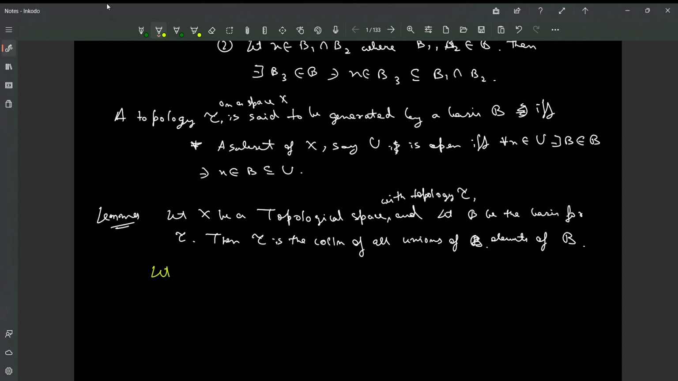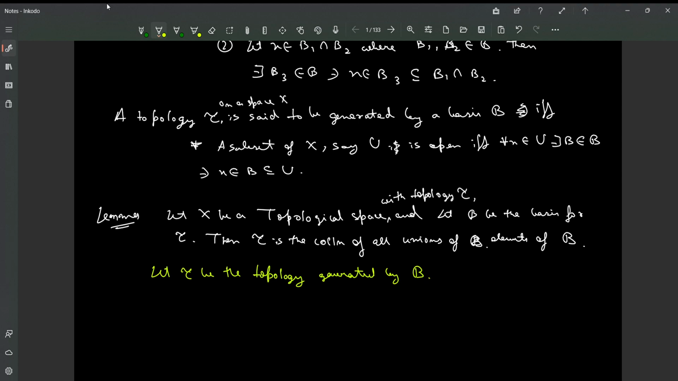So let tau be the topology generated by B. Now we have already seen that if you consider a collection of elements from capital B, then they are elements of tau, right? Because what do you have by the definition?